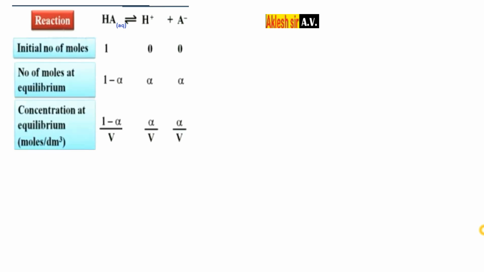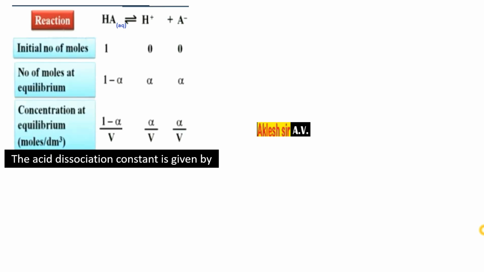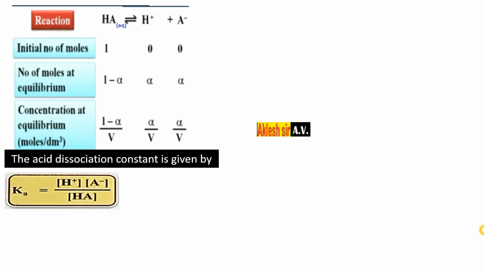Next, so this we have done now. The next is what? Acid dissociation constant. That is, the dissociation constant of acid is given by, we know the formula, we have seen in the previous slide, that Ka is equal to what? The product of H plus and A minus concentrations upon HA.